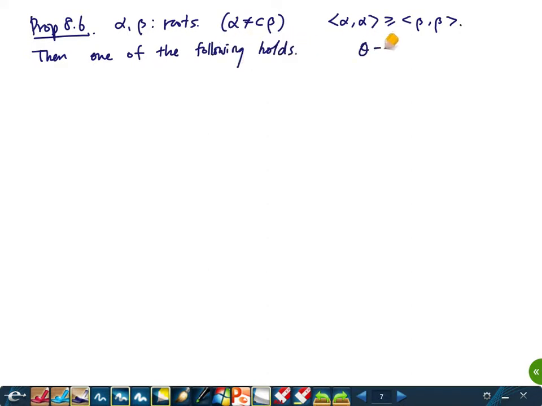Let me just draw this diagram. Suppose that theta is like this. Theta is the angle between alpha and beta, okay? One of the following conditions holds. First, alpha and beta are orthogonal.